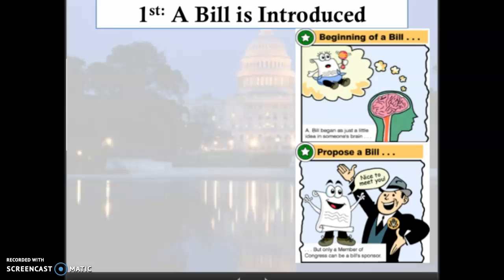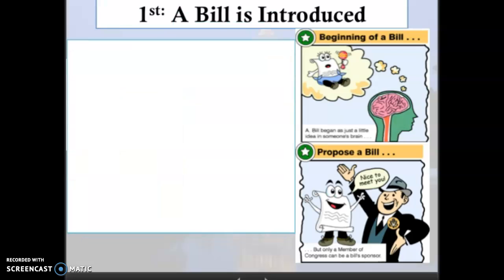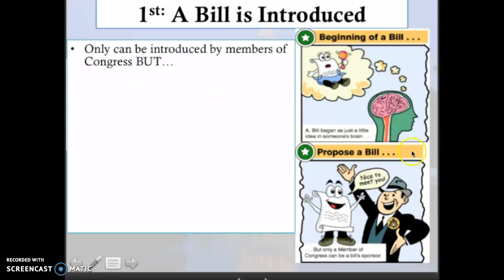Okay, first step of the how a bill becomes law process is that a bill is introduced. Now, it's just not as simple as a bill being introduced. Okay, it can only be introduced by a member of Congress. So that would be what this little image shows you. Okay, proposing a bill, only a member of Congress can actually introduce a bill on the floor or place a bill into the hopper, which is the mahogany box that's in front of the House of Representatives.